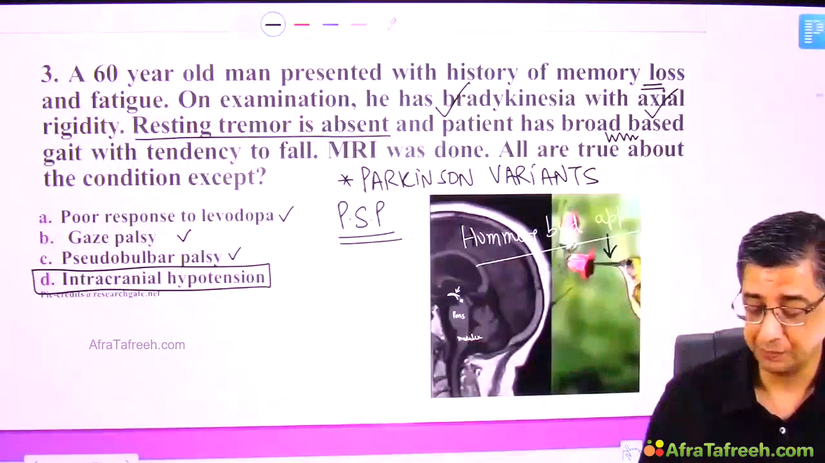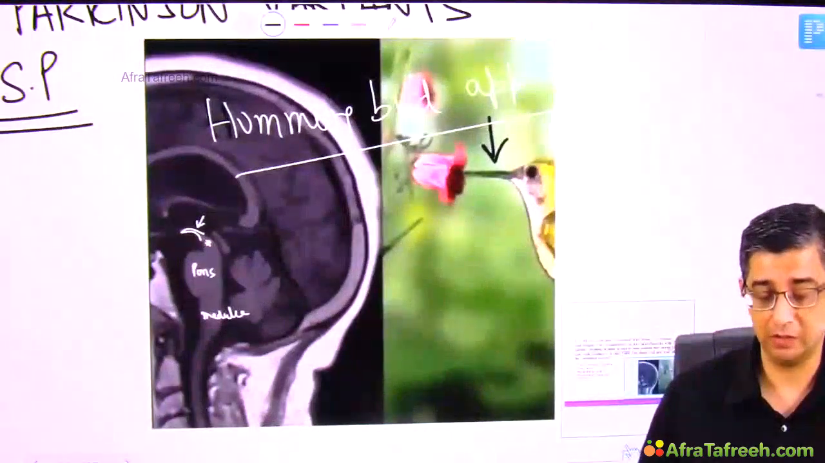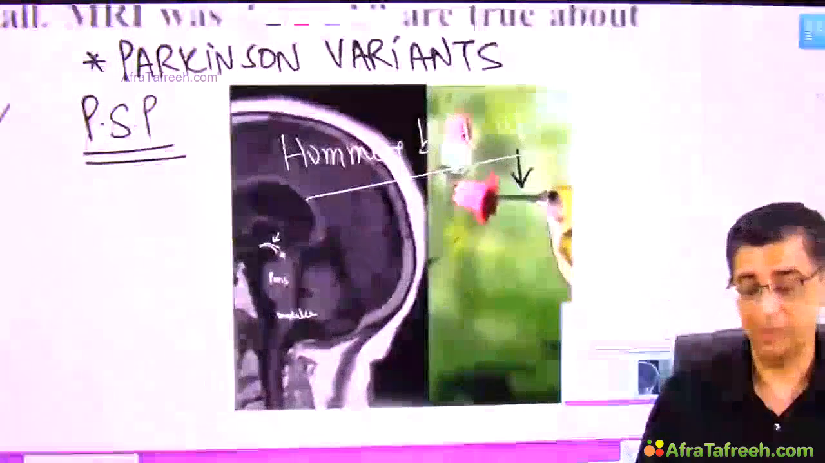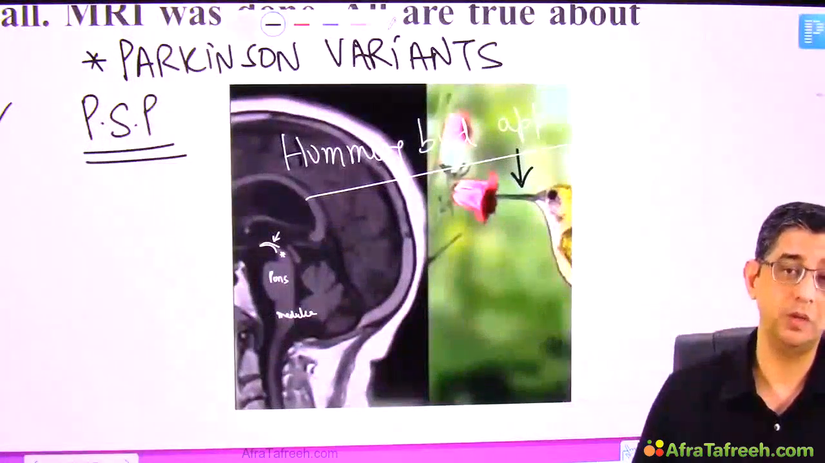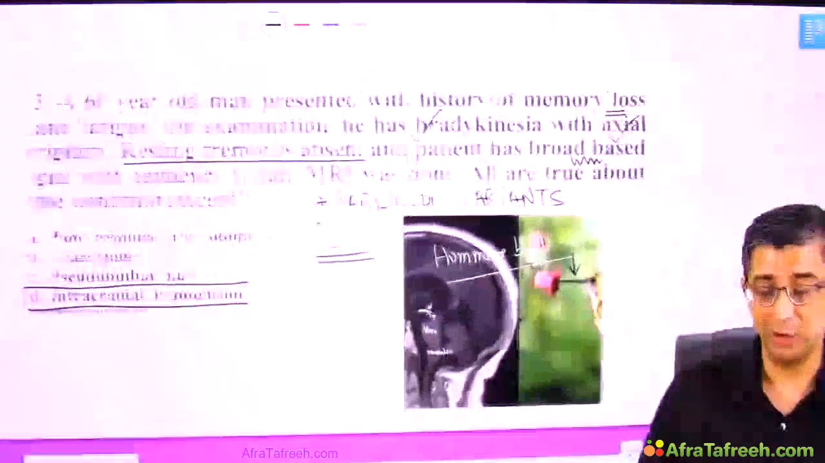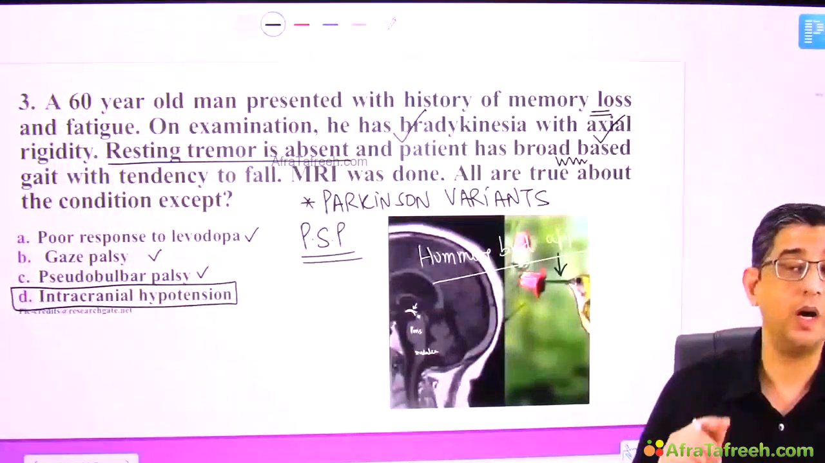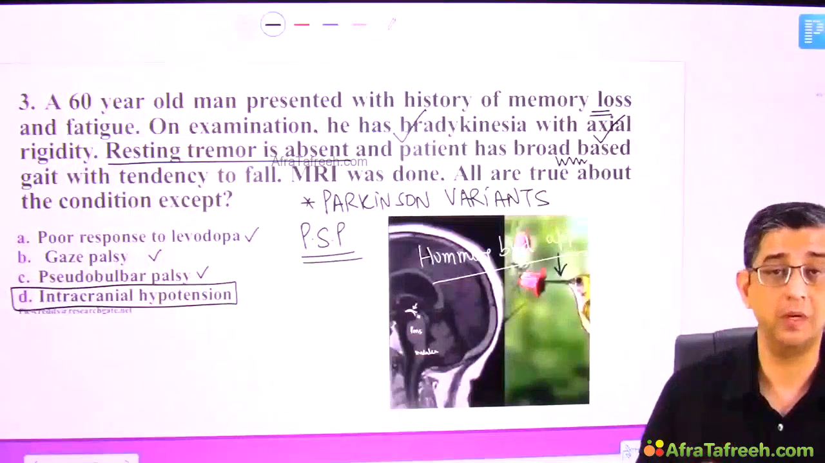One of the classical MRI head findings of this condition is called the hummingbird appearance. That's mainly because of the configuration related to the midbrain. But it is not that you have to know about the hummingbird appearance and only then can you crack the question. It is based on the fact that you had to analyze from the language of this 4-5 liner question that this is not a case of typical Parkinsonism.